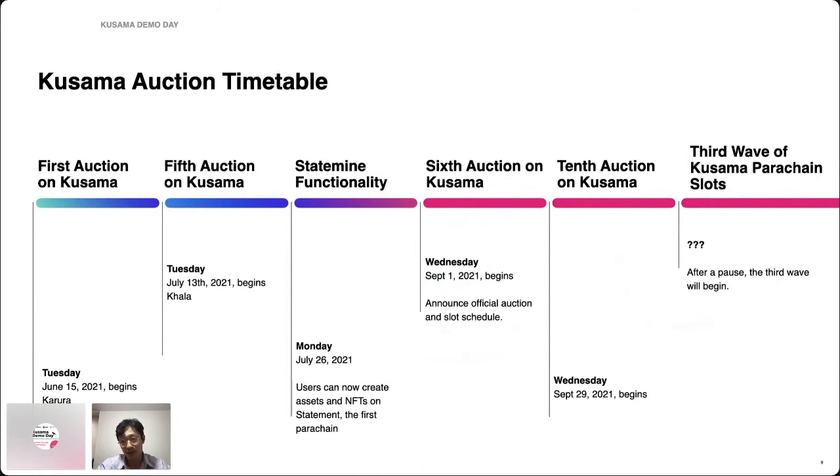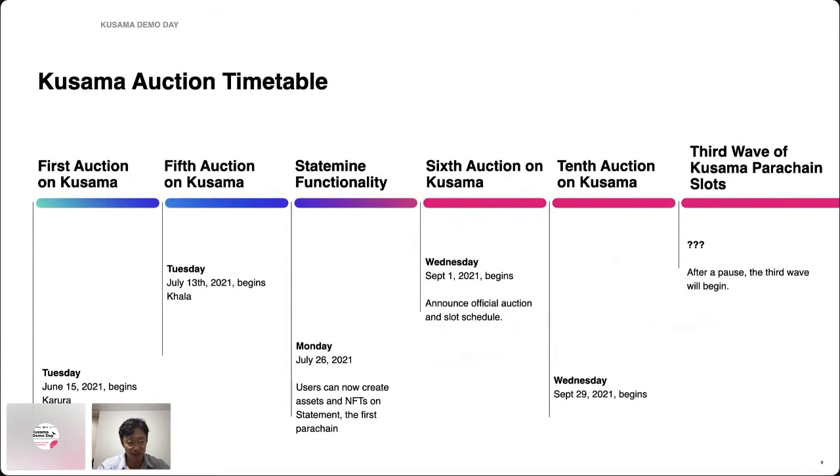And now, in case you guys haven't heard, as of yesterday, the 6th parachain slot auction is now happening. And the reasoning behind the large time gap between the 5th and the 6th parachain slot is because we essentially wanted to determine that there weren't any major technical issues between the 5th and the 6th slot before we began the 6th slot.